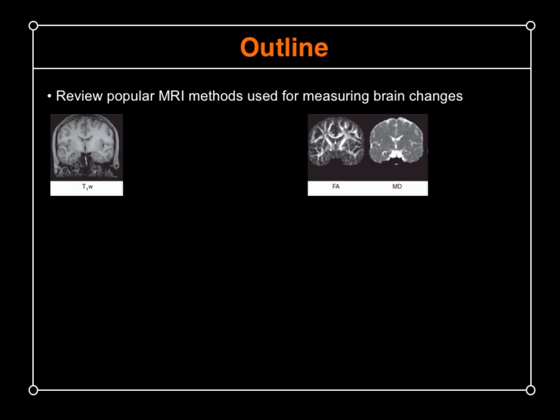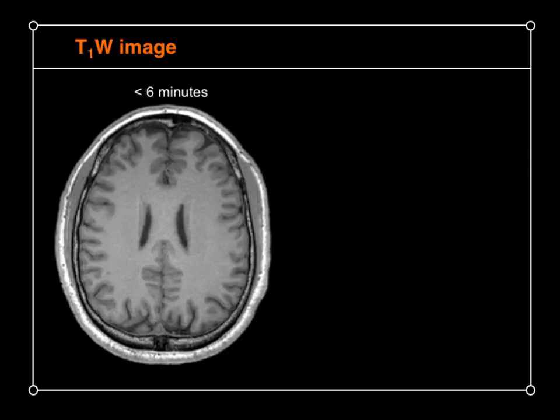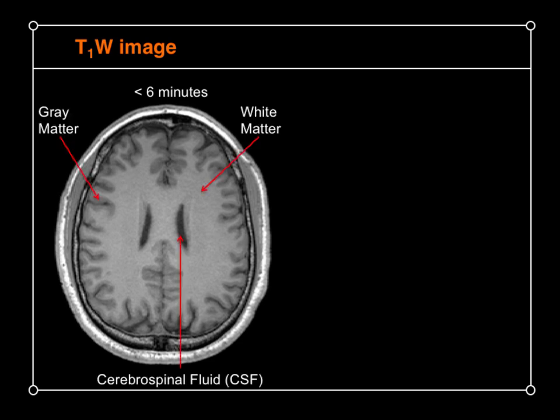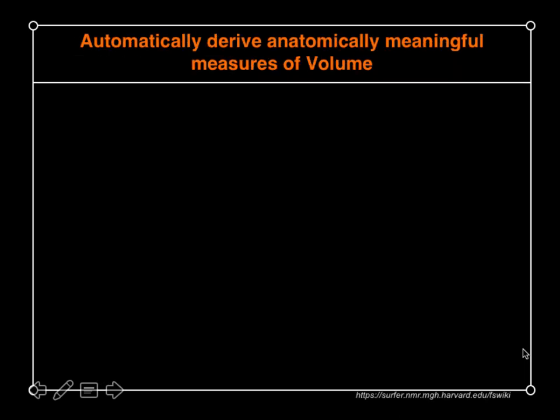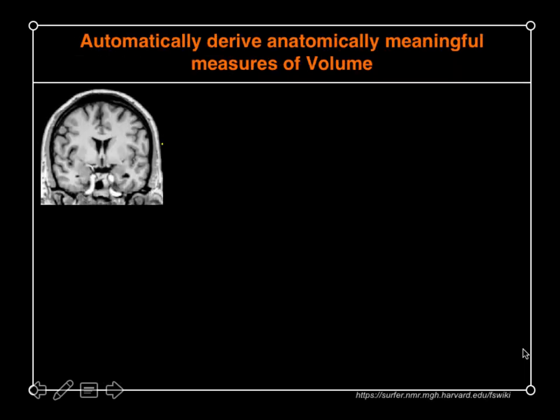All right, so first off, some popular MRI methods. Here's a T1 weighted image. It takes less than 6 minutes. As I said, it gives you a really nice white matter, gray matter, and CSF contrast. What makes it powerful from a radiologist's perspective is that in less than 6 minutes, you can get a very nice picture of the entire brain, and you can pick up subtle lesions, like in this case, a neuroinflammatory lesion. But you can use the same image and automatically derive anatomically meaningful measures of volume.